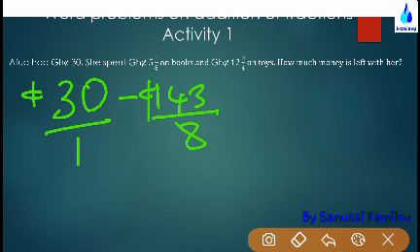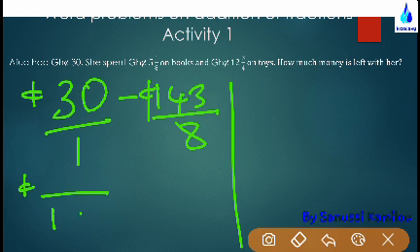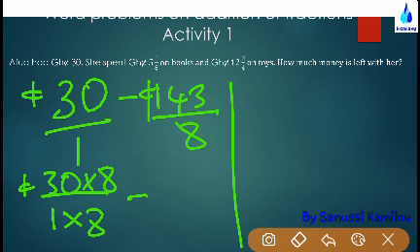30 over 1. So here we are looking for LCM. Since this one is 1, our LCM will be 8. So what do I do to get 8 as denominator over here? I will multiply 1 by 8. For that matter, I must also multiply 30 by 8. Then this side, it is the 8 we are looking for, we can maintain it without doing anything. Someone can decide to do times 1. Don't worry, you will get the same answer.